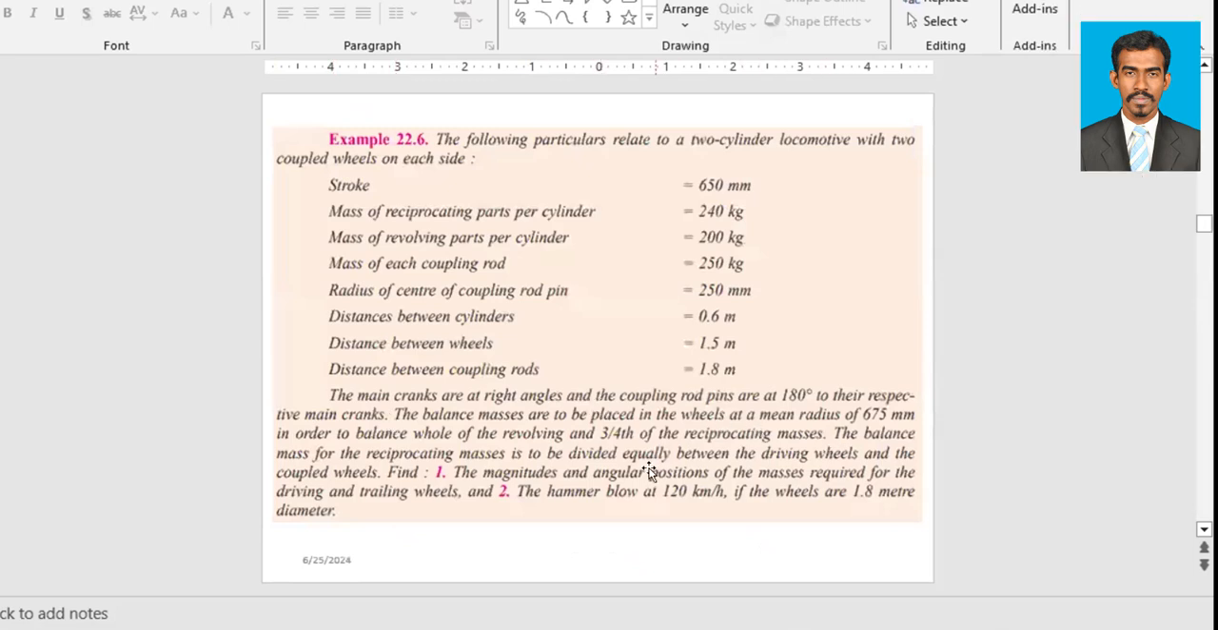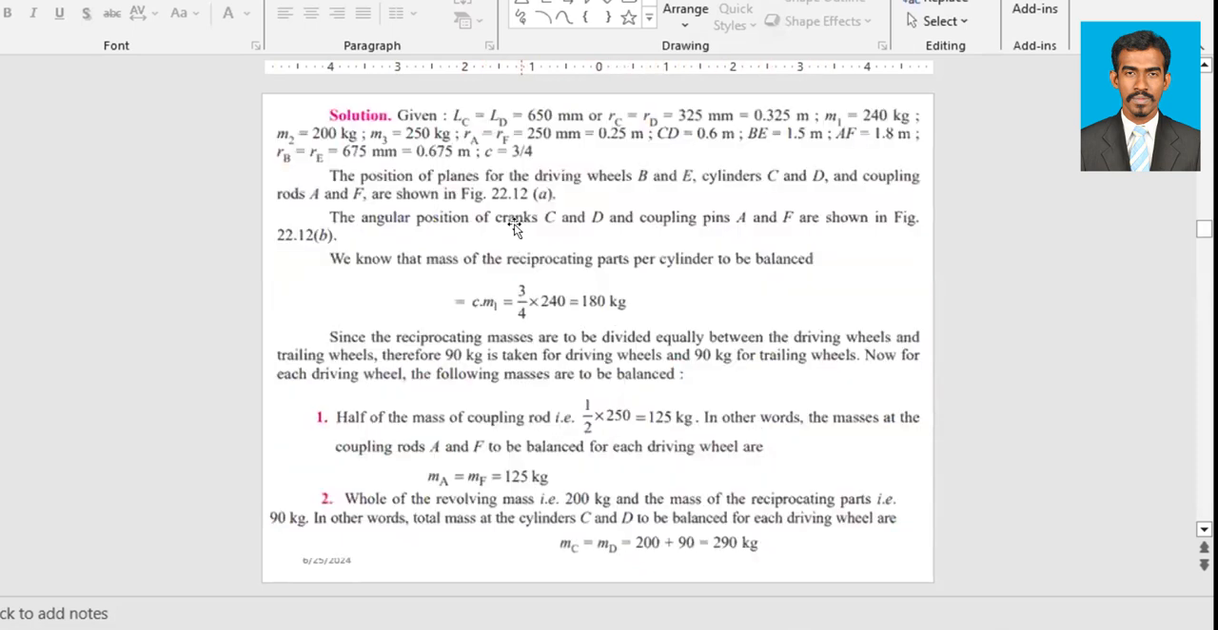It's given in the question, right? The whole of the revolving mass and 3/4 of the reciprocating masses are to be balanced. So C is equal to 3 by 4. So these are the data given. Now we'll see how to draw the polygon and solve this numerical.